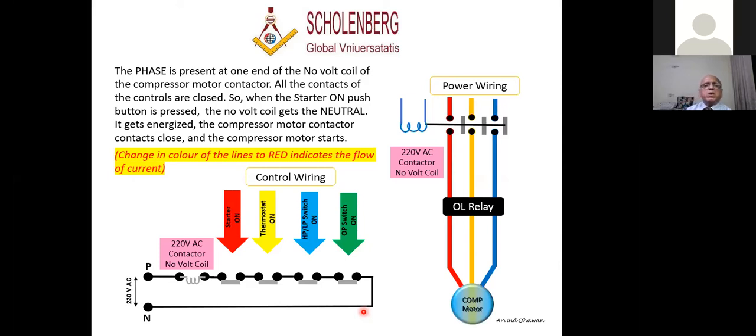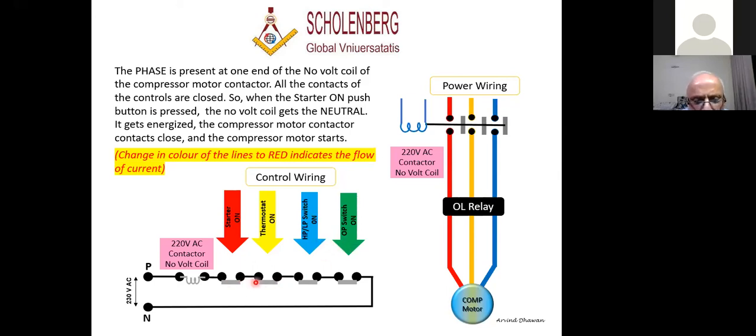Now we have controls. Now the phase is present at one end of a no volt coil. Now I'll explain to you what it is. Whatever you want to control, suppose I want to control this compressor motor. So there I have one starter, which can switch on, switch off. Then I'll have one thermostat. Then I'll have one HPLP switch, and I'll have an oil pressure switch.